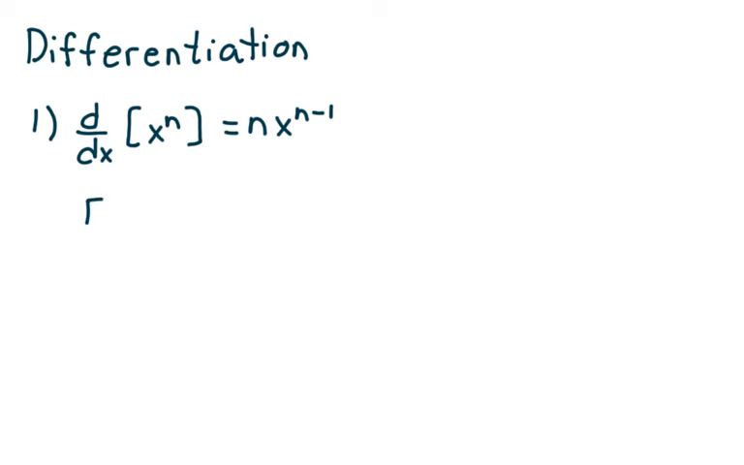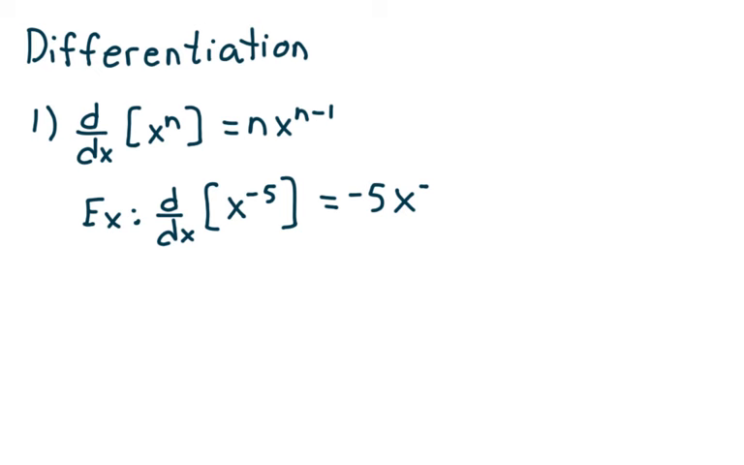Now, for example, suppose I want the derivative of x to the negative 5 with respect to x. This is negative 5x raised to the negative 6 power. Because remember, n is equal to negative 5, and negative 5 minus 1 is negative 6. Okay?